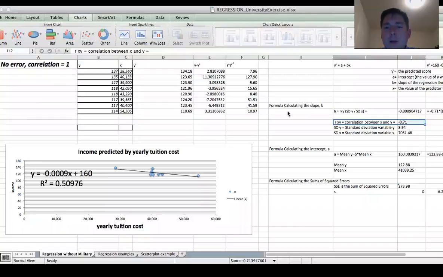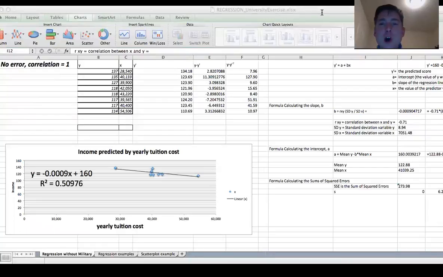All right, great job, guys. So this is basically the simple regression here. Questions, comments?